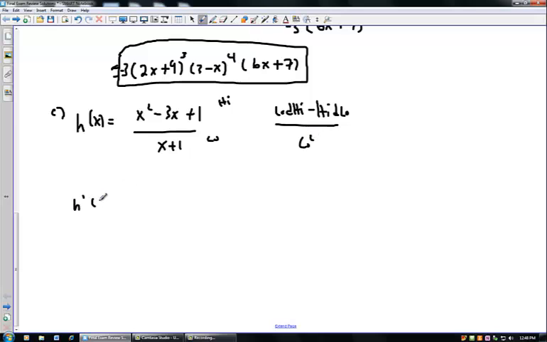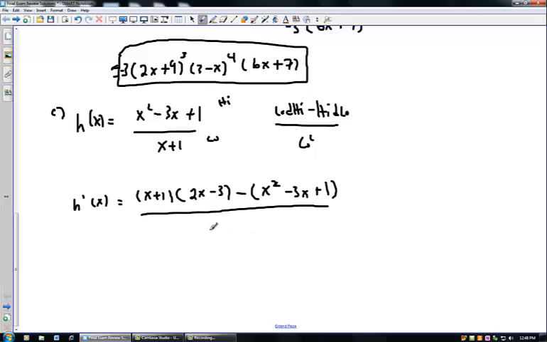So h prime of x is equal to, and I write down the low function, so x plus 1, times the derivative of the high function, so the derivative of x squared minus 3x plus 1 is 2x minus 3, then minus the high function, which is x squared minus 3x plus 1, and then all divided by my low squared, so x plus 1 quantity squared. And so now the derivative is done.